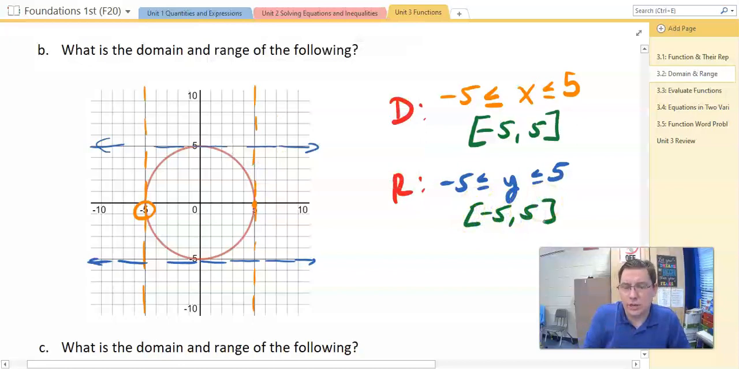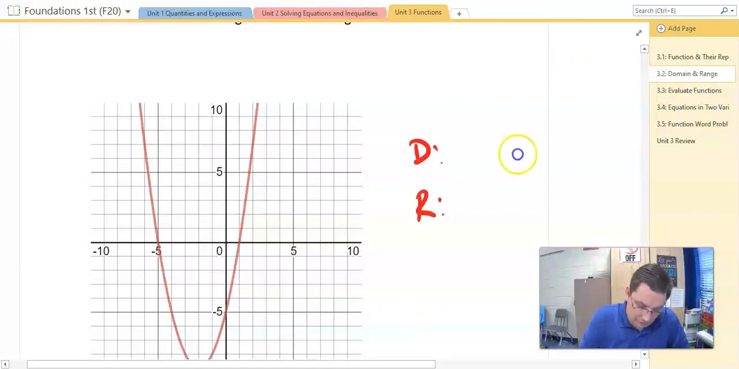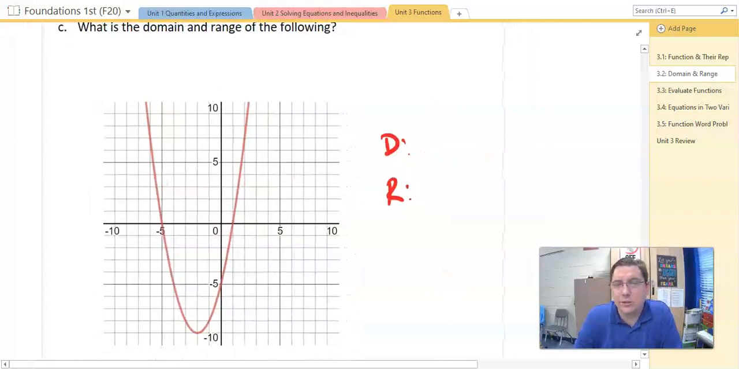Now again, if you don't understand the interval notation, what I need you to understand is how to write it in this inequality notation. Okay, let's look at the last example. What is the domain and range of this graph? And here we see a parabola. This is a quadratic function.